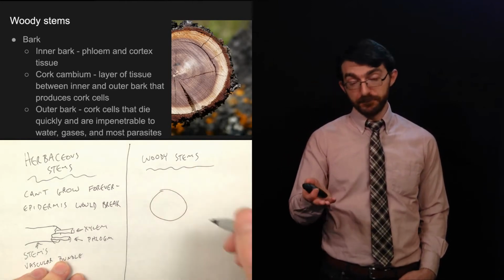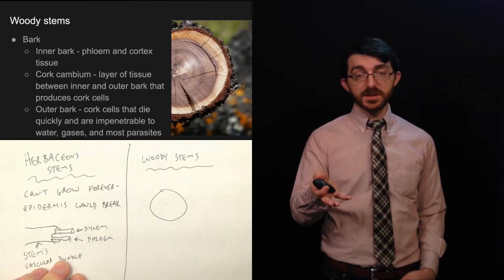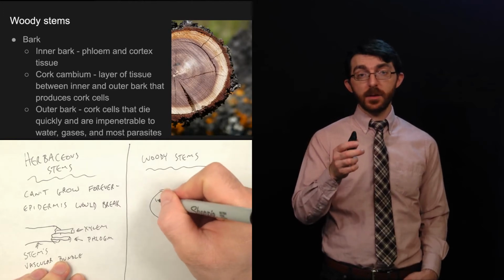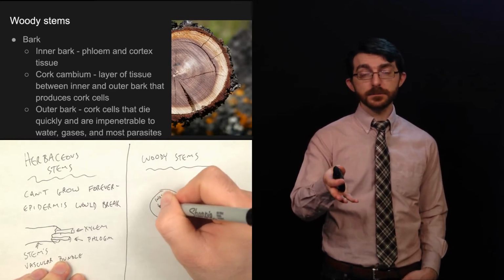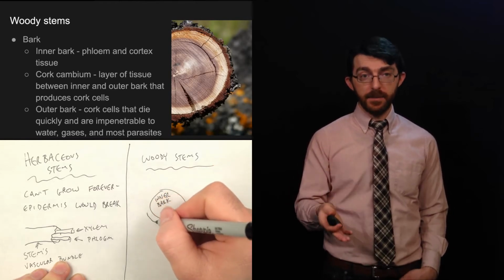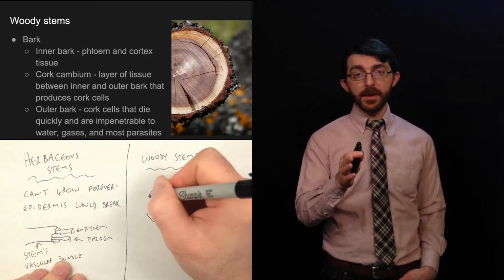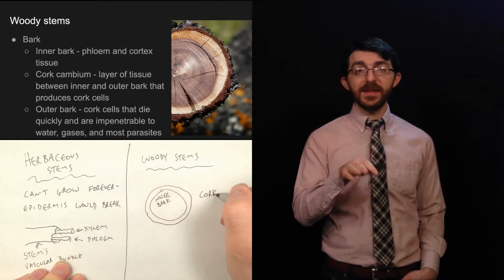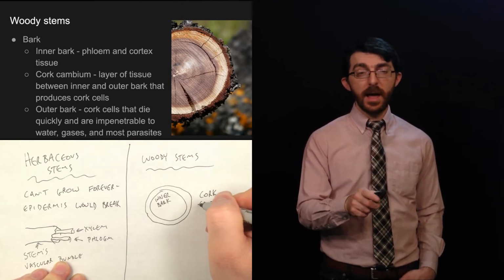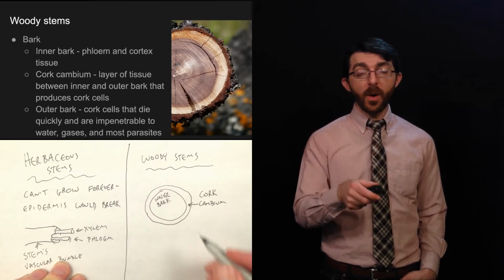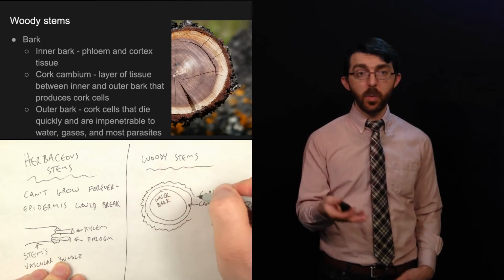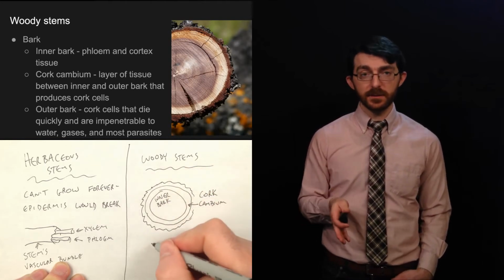So bark, right? That's one of the features of a woody stem. There's inner bark, which contains cortex tissue and phloem. Besides the inner bark, we've also got the cork cambium. Cork cambium is a layer of tissue between the inner and outer bark that produces cork cells. Outer bark are cork cells that die quickly, and then they are impenetrable to water, gases, and most parasites.